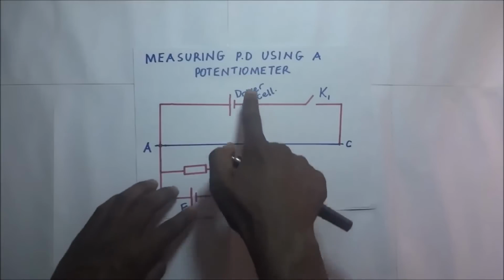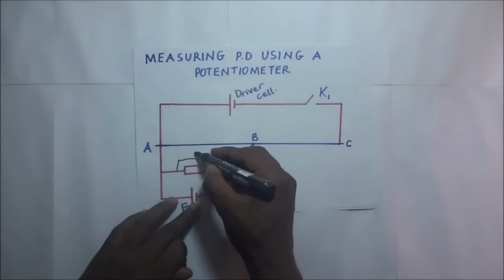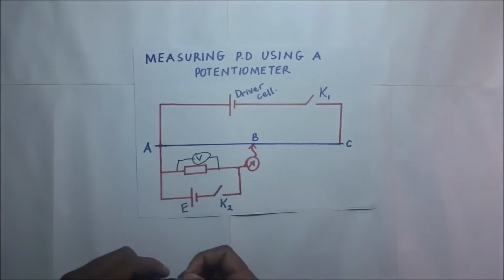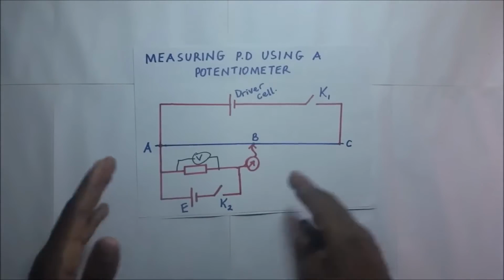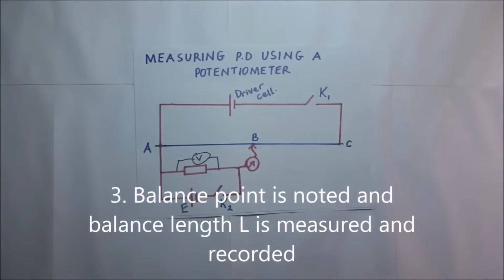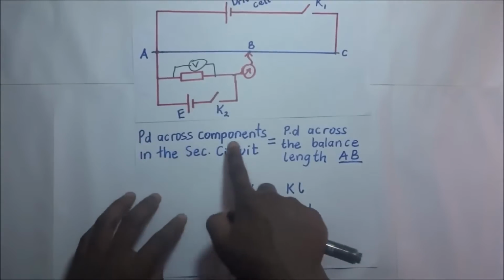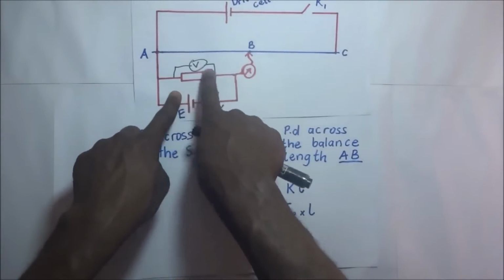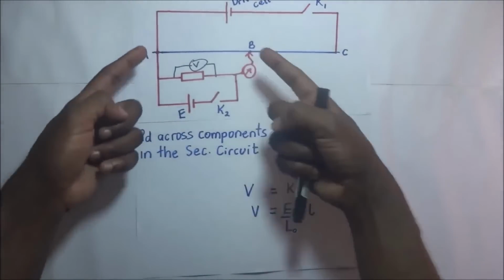Remember, here we are interested in finding the PD using the potentiometer, and in this case the PD we are interested in finding is this one. We want to find the potential difference across this cell. So after closing those switches K1 and K2, we slide this jockey and obtain a point where there is no deflection. We will then write our calculation that the potential difference across the components in the secondary circuit, which include that resistor whose potential difference we are interested in finding, is equal to the potential difference across the balance length AB.